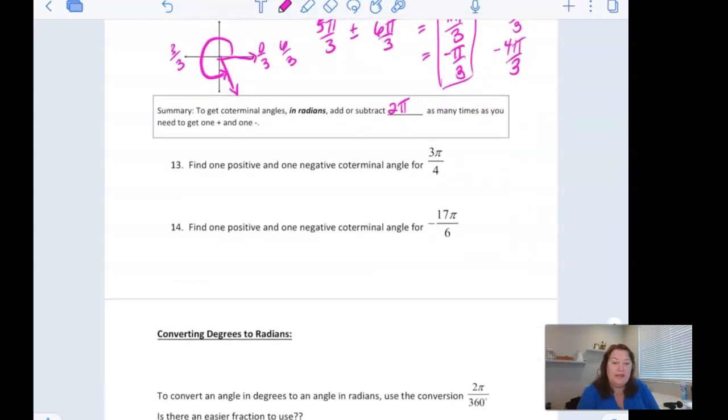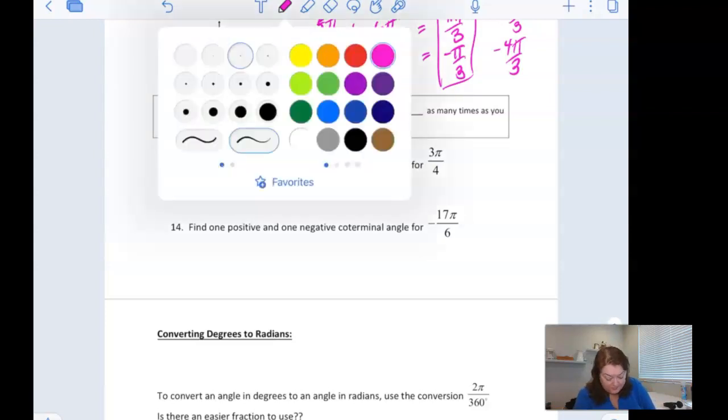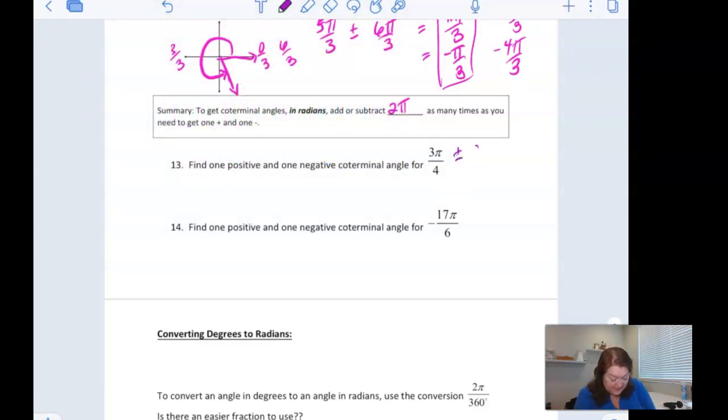Find one positive and one negative coterminal angle to 3 pi over 4. So since we're dealing in fourths, I'd be adding or subtracting 8/4, right? 8/4 is equal to 2 pi. So if I add 8, I'm going to get 11 pi over 4. And if I subtract an 8, I'm going to get negative 5 pi over 4. So there's my one positive and one negative.